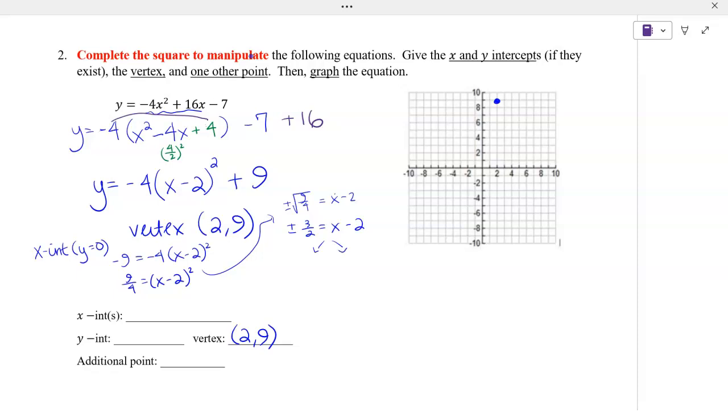Now, I would split this up into two separate equations. You've got x minus 2 equals positive 3 halves, and x minus 2 equals negative 3 halves. It just helps to cut down on mistakes. So if I add 2 to both sides, 2 is the same thing as 4 over 2, and 4 over 2 plus 3 over 2 gives us 7 over 2. And again, if I add 2 or 4 over 2 to both sides, I end up getting 4 over 2 minus 3 over 2, which just gives me 1 half. So my x-intercepts here end up being 1 half, comma 0, and 7 halves, comma 0.